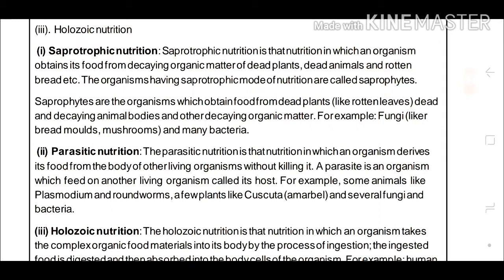Saprotrophic nutrition is that nutrition in which an organism obtains its food from decaying organic matter of dead plants, dead animals, and rotten bread, etc. The organisms having saprotrophic mode of nutrition are called saprophytes. Saprophytes are the organisms which obtain food from dead plants, like rotten leaves, dead and decaying animal bodies, and other decaying organic matter. For example, fungi and many other bacteria.